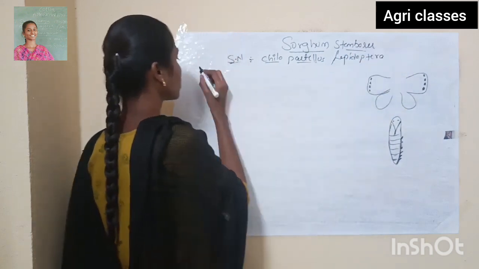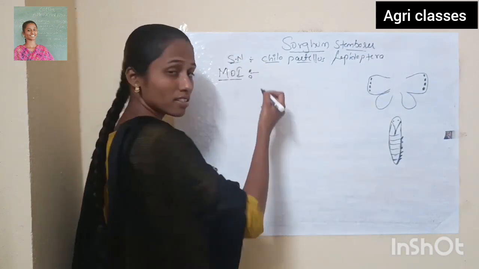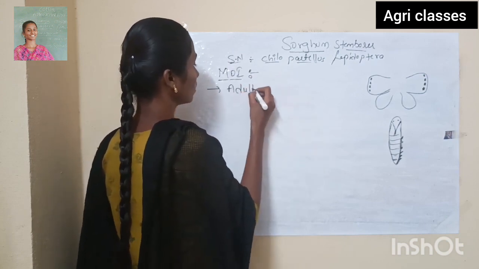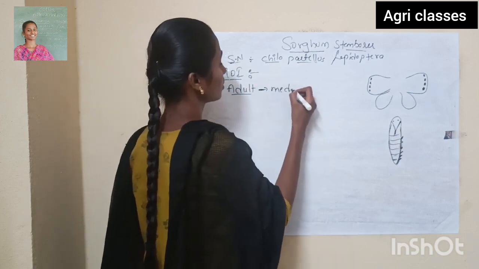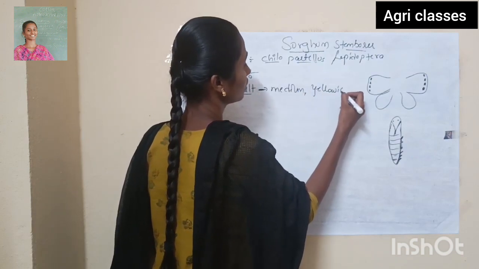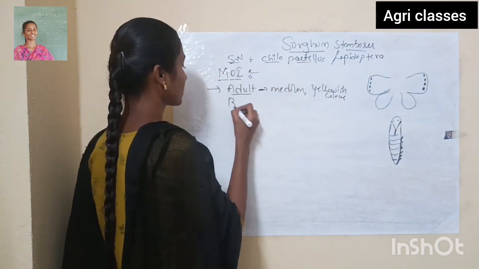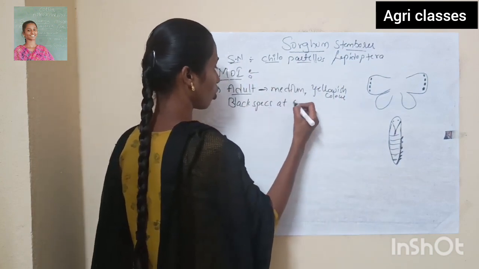So first we will discuss the marks of identification of the pest. We can identify the adult: it is yellowish in color, medium size, straw yellowish color, and has black specks at the caudal end.